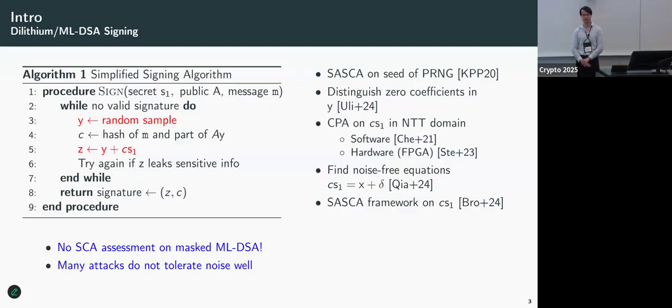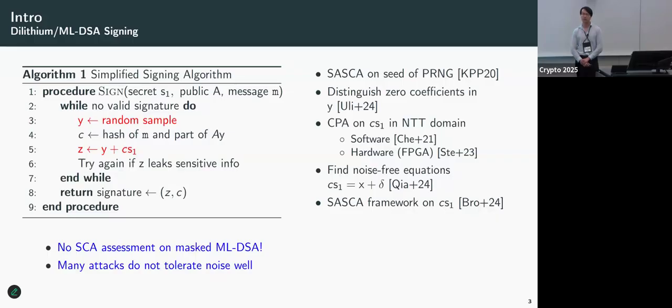maybe it's better to illustrate it with a simplified algorithm. Here in Algorithm 1, we can see the simplified signing algorithm. We have a public matrix A. We have a secret polynomial S1, and we want to produce a signature for a message M. What we do is first sample a random polynomial Y, and then compute A times Y, and then we take the hash value of the message M together with part of A times Y, and this becomes the challenge C. Then we compute Z, which is Y plus C times S1.